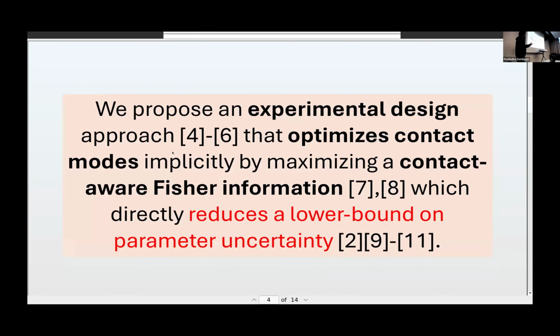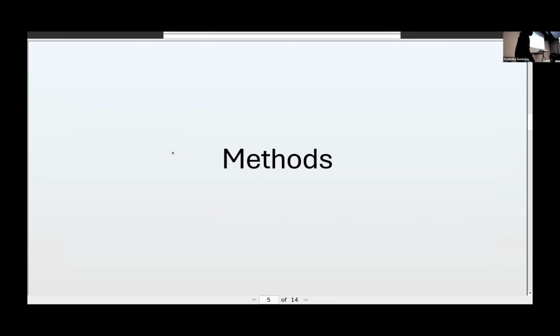So to summarize what we're doing, we propose an experimental design approach that optimizes context modes by maximizing a context-aware Fisher information, which directly reduces a lower bound on parameter uncertainty. So how do we do this?